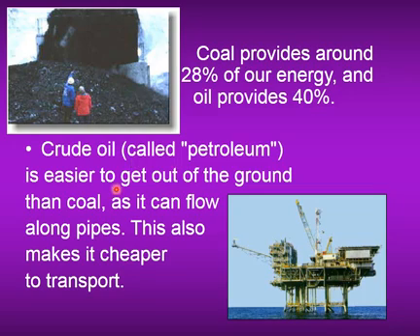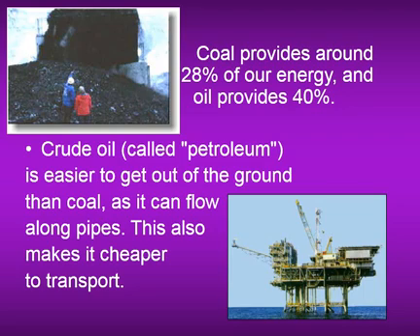Coal provides around 28% of our energy, and oil provides 40%. Crude oil, which is called petroleum, is easier to get out of the ground than coal, as it can flow along the pipes. This also makes it cheaper to transport. So this is some extra information: coal provides around 28% of the world's energy, and oil provides almost 40% of the world's energy.